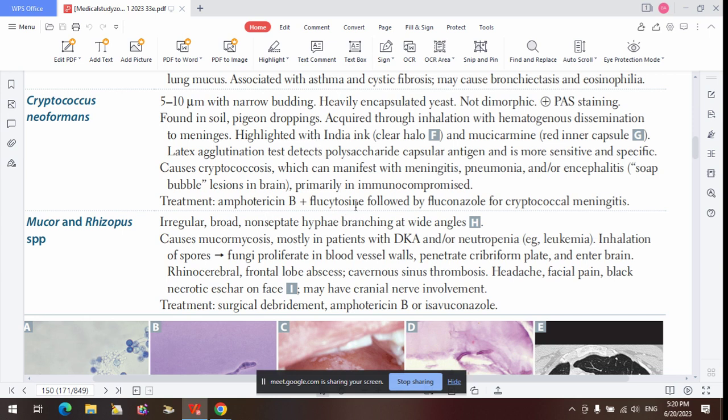Flucytosine helps to inhibit the formation of nucleic acid. So the RNA and the DNA are being inhibited by this drug, because flucytosine can form 5-fluorouracil. Once it forms the 5-fluorouracil, it will disrupt the proliferation of the DNA as well as the RNA synthesis.